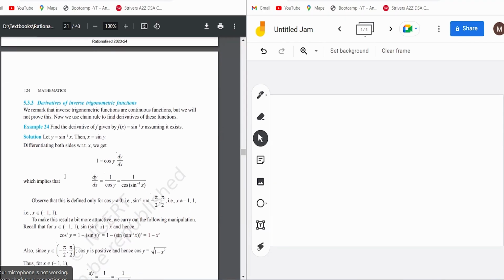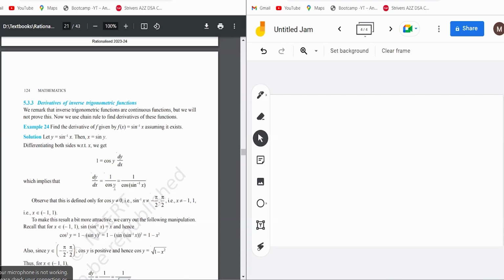But if not so, if you are asked to calculate the differentiation, how will you do it? Y equal to sine inverse x, take sine that side, you will get x equal to sine y. Now differentiate both sides. D by dx of x would be 1, d by dx of sine y would be, first differentiation of sine, it would be cos y, then differentiation of y, it would be dy by dx.